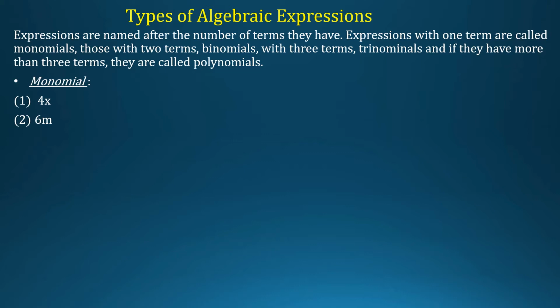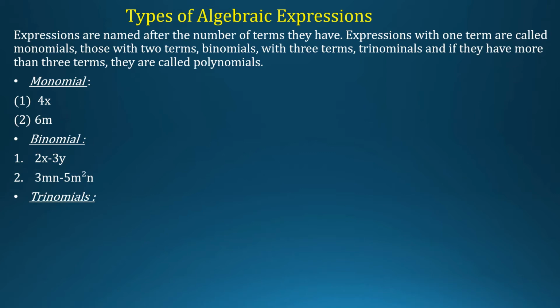Now let us see the examples of binomial. The first example, 2x minus 3y. Here there are two different terms, 2x and 3y. So this is an example of binomial. Second, 3mn minus 5m square n. This is also an example of binomial since there are only two terms.